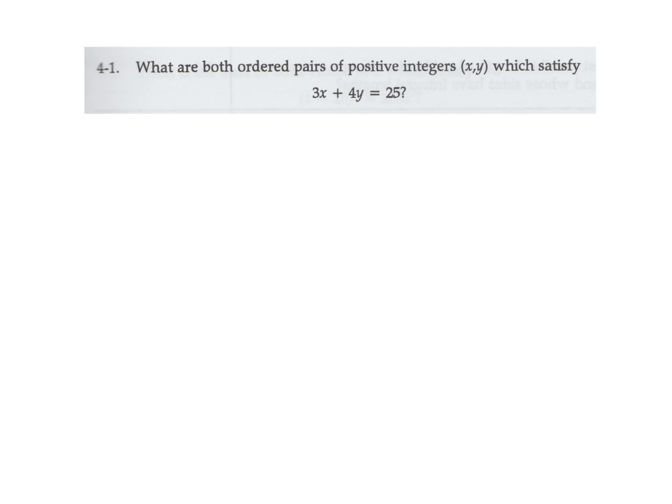What are both ordered pairs of positive integers x, y, which satisfy 3x plus 4y is 25? Well, I guess you just have to look for integer solutions. So make a list x, y, and then since they're positive, just start with the first positive number. When x is 1, this will be 5.5. When x is 2, this will be 4.75. When x is 3, this will be 4.